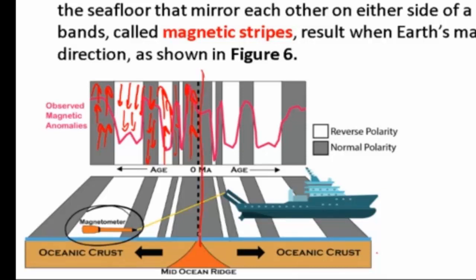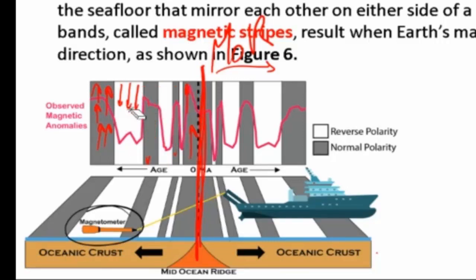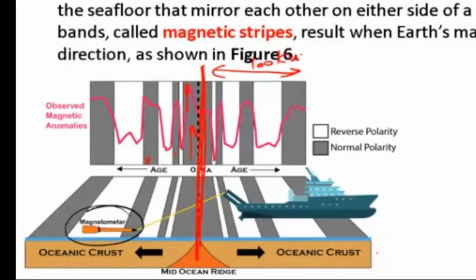And if this is the mid-ocean ridge, MOR, when they go to the other side of the mid-ocean ridge, it's like a mirror. It's exactly like a mirror. They find exactly the same changes. So let's say we go, for example, 100 kilometers to the right and 100 kilometers to the left.